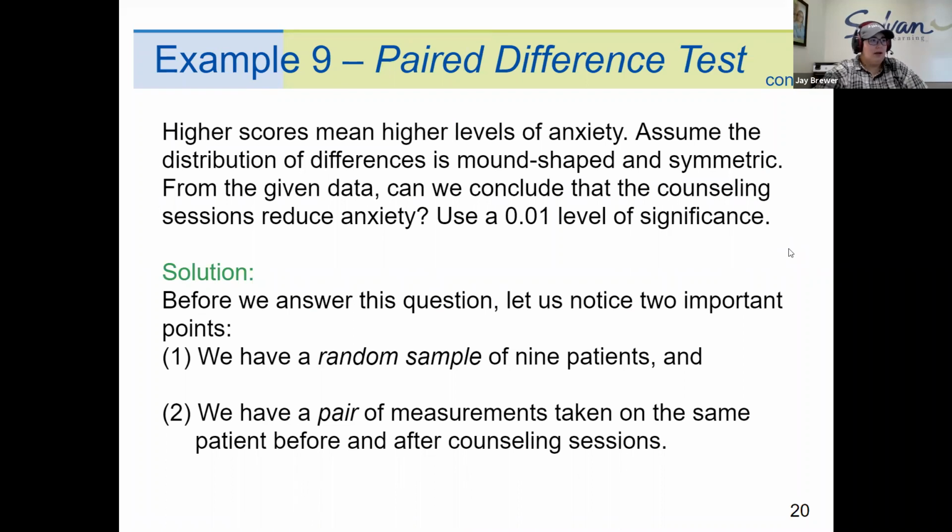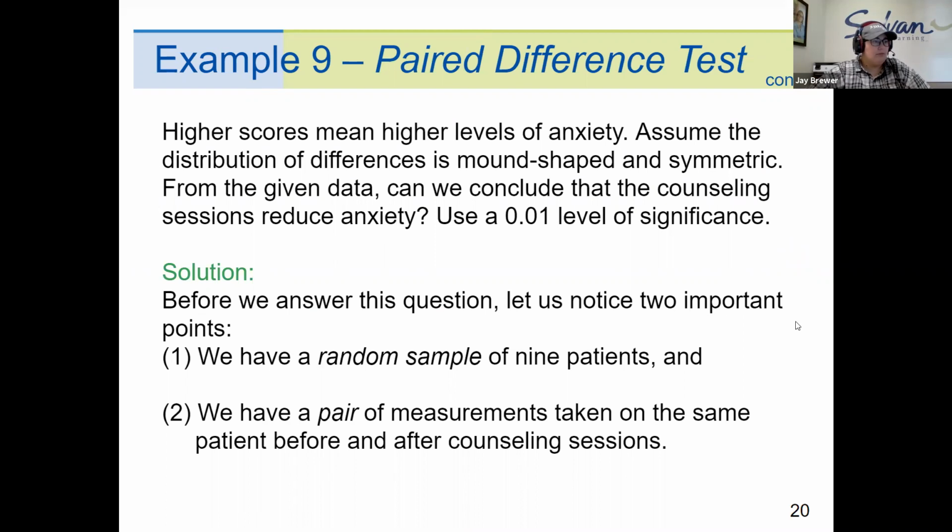Higher scores mean higher levels of anxiety. Assume the distribution of differences is mound-shaped and symmetric. From the given data, can we conclude that the counseling sessions reduced anxiety? Use a 0.01 level of significance. Remember, that's your alpha.